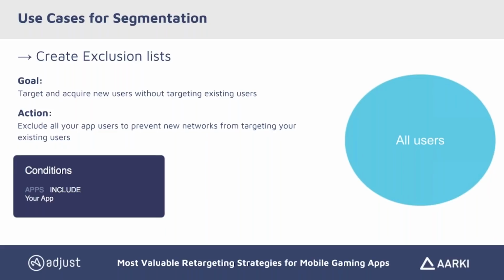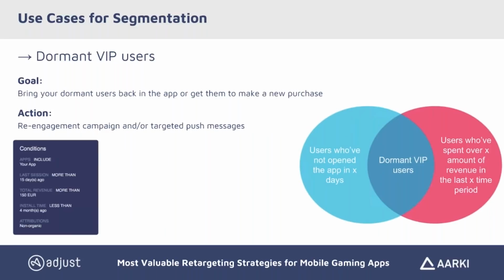So let's have a look at some cases that we took from our clients that are already using the Audience Builder. The first case would be creating exclusion lists. You don't want to waste your money retargeting users that are already active. So all you do is create an audience of all your active users, and ask your partners not to target them.